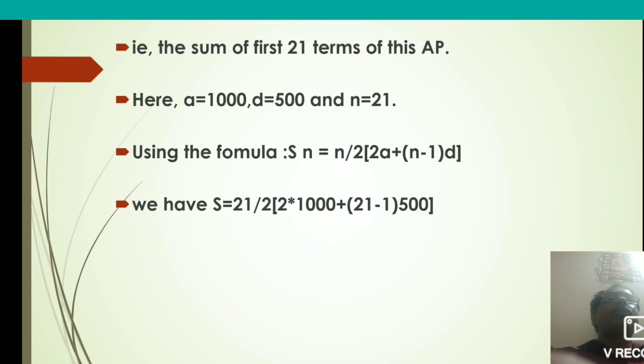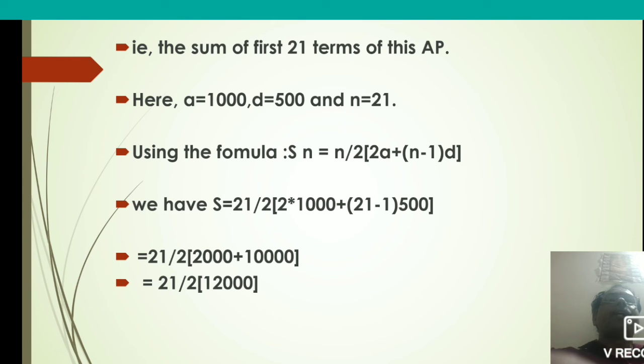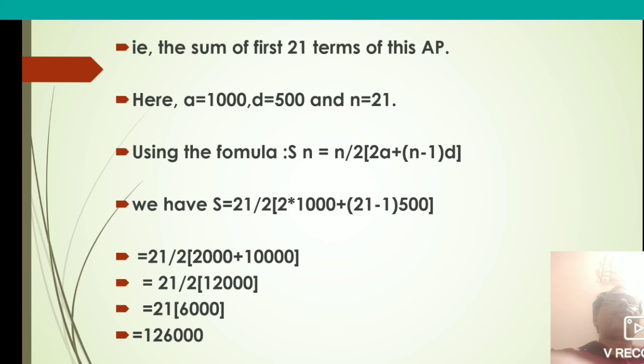By substituting this, we easily get 21 by 2 into 2000 plus 20 into 500, that is 10,000. So totally we get in the bracket 12,000, that is 21 by 2 into 12,000. By cancellation we get 21 into 6,000. Multiplication gives the result as 1,26,000. So that is the amount got by the mass starter on her 21st birthday.